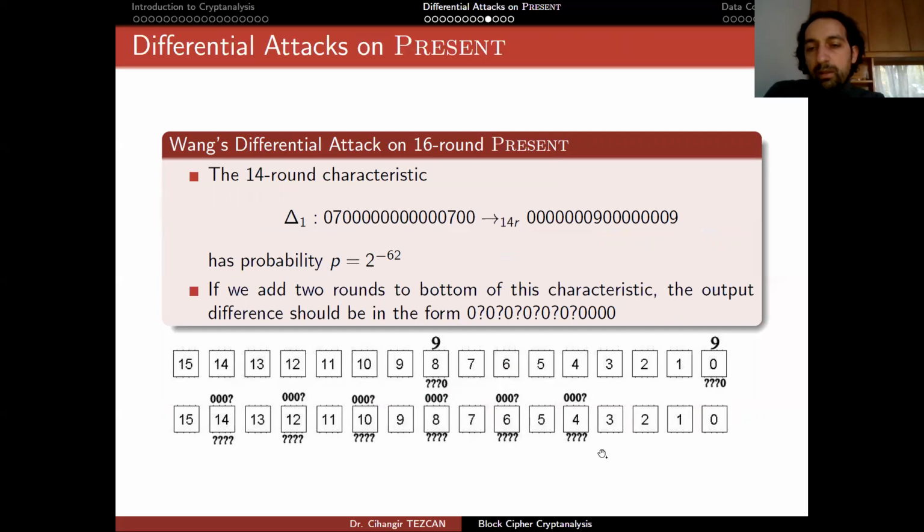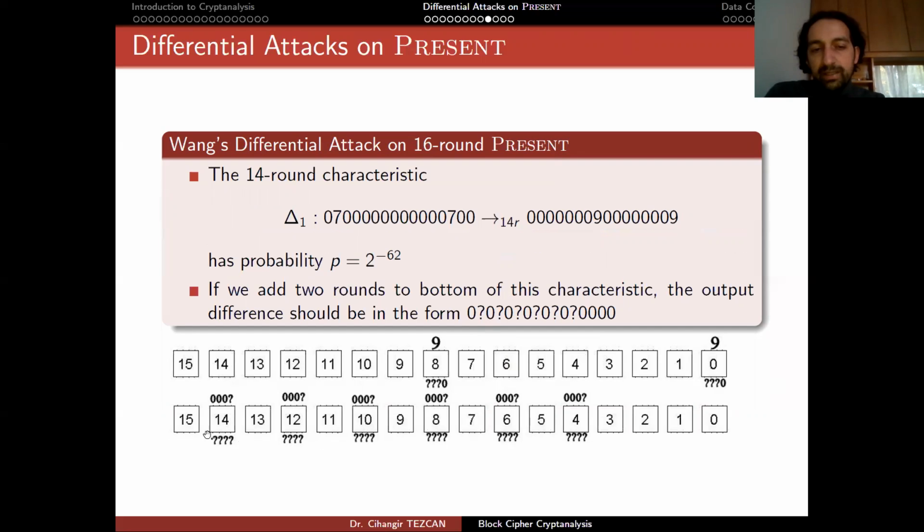Now, perform an exhaustive search-like attack and perform a 2-round decryption with every possible key. And when you observe this difference, 9 and 9 here, for the key that you are performing the exhaustive search, increment this counter by 1. So initialize counters to zeros first for every possible key, then increment this value when you observe this value.